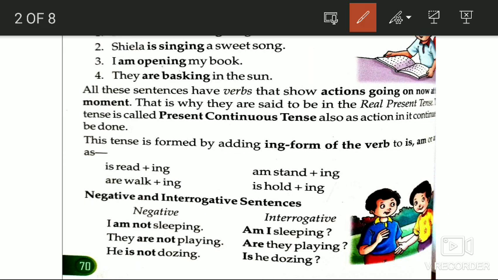This tense is called the present continuous tense. We have to mark the use of the verb. This tense is formed by adding the ing form of the verb to is, am, or are. Here, is reading or walking. To the verb we are adding ing. Keep in mind that in every continuous tense, the verb has an ing.